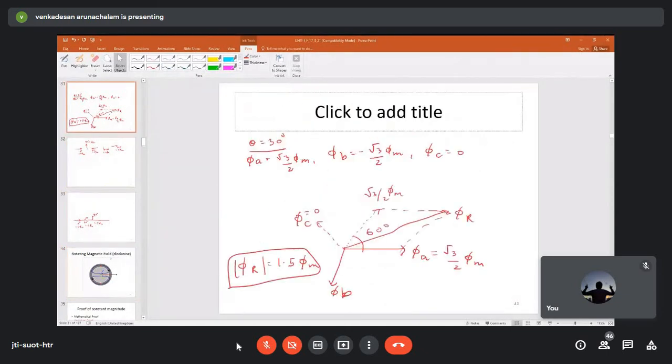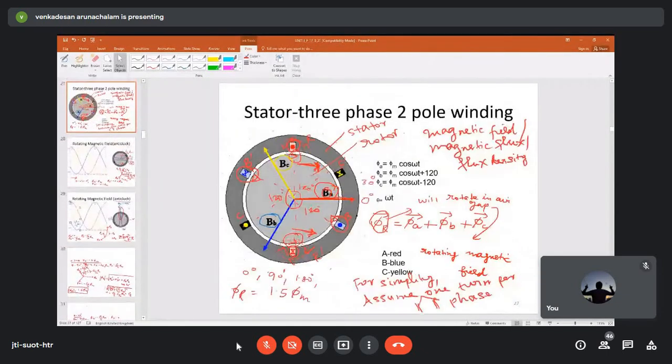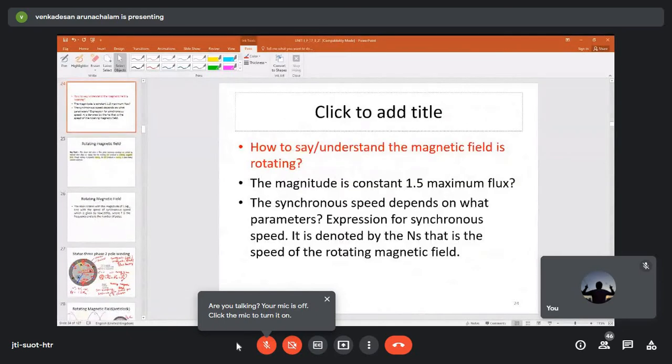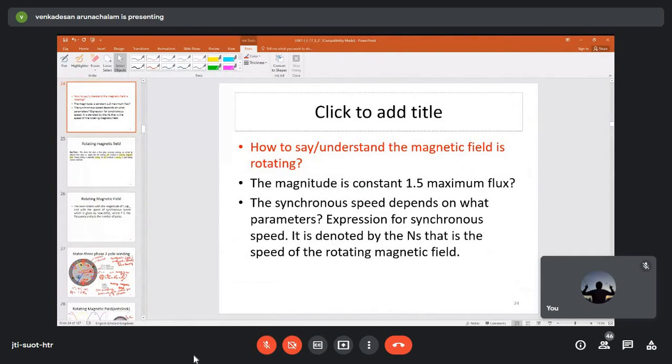So now the answer for the third question is remaining. What is the third question? The magnetic field is rotating. At what speed is it rotating, and what parameters does the speed depend upon? It is rotating with synchronous speed. The speed of the rotating magnetic field is called the synchronous speed, and its magnitude depends on what parameters? That one we have to derive.